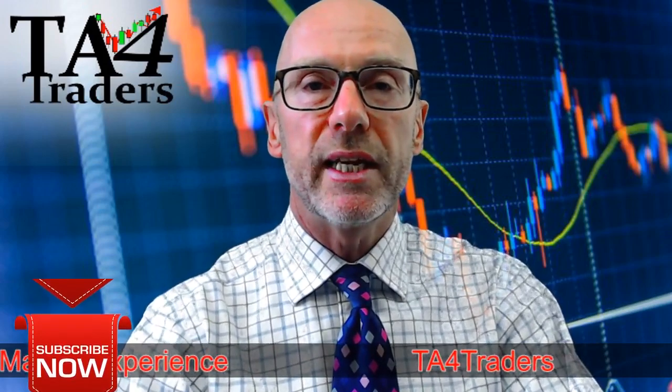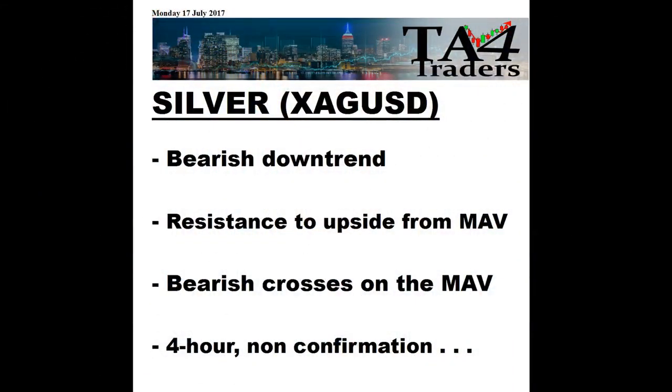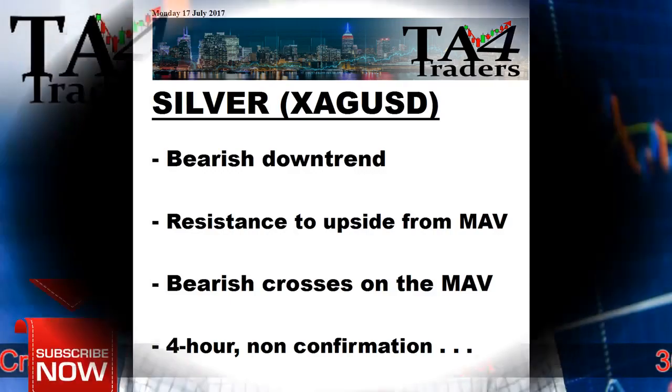Let's have a look at the key factors. Bearish downtrend. We've got resistance to the upside from the moving averages. We've had bearish crosses on those moving averages, but in the 4-hour, potentially a reverse head and shoulders and a non-confirmation on the RSI.